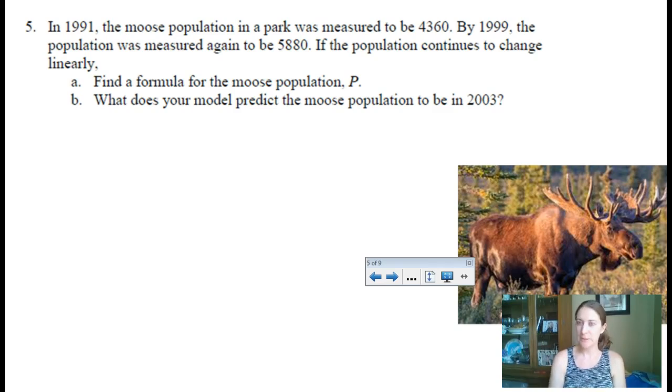So our next question. Oh, one of my fellow colleagues put this cute little picture in there. It's a moose. Look at that.